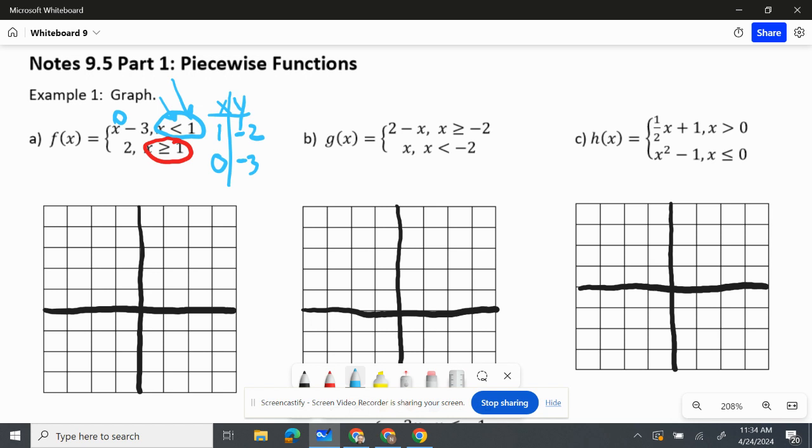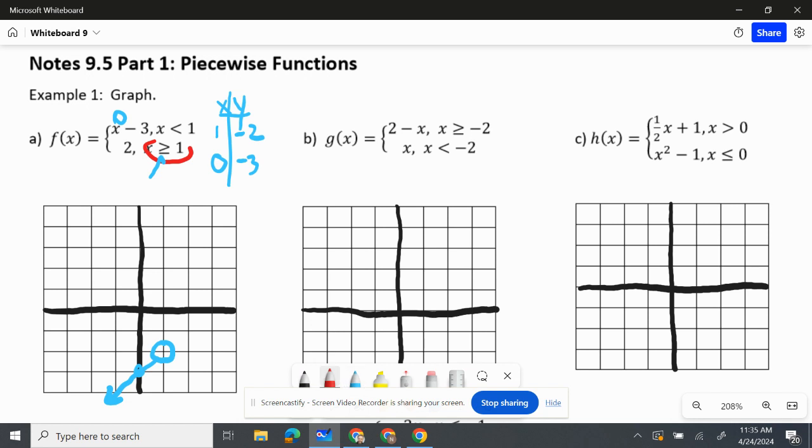So at 1, negative 2, I'm going to put an open circle. The reason that it's open is because if we look at our domain, what we notice is that it's less than, but it's not equal to, versus the other one it's going to be equal to. So we put an open circle. And then what we're going to do is we're going to plot 0, negative 3. And since it's a linear equation, we're drawing a straight line.